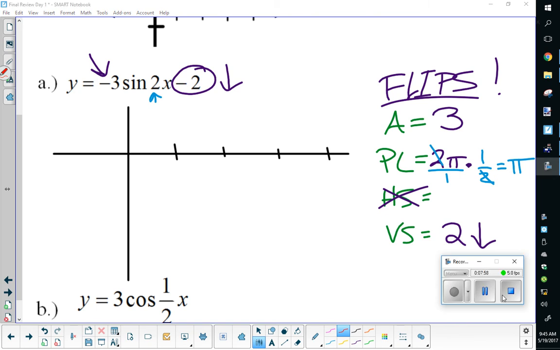That's correct. The last one was in parentheses. That makes it go left and right. When it's tagged on the end, not in parentheses, it goes up and down. Good question. Now we're graphing this thing.